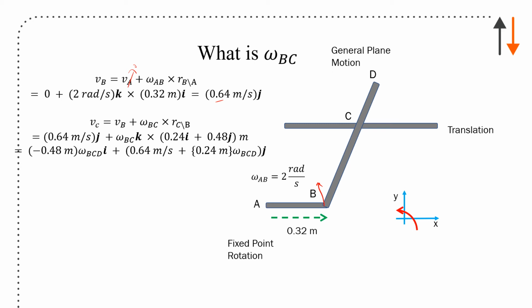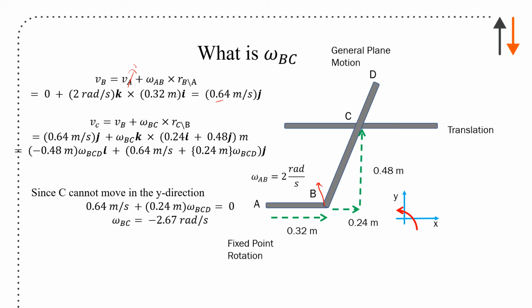Makes sense. And it's upwards. For velocity of C, it's equal to velocity of B plus omega BC cross with r of C with respect to B. Distances are given. Velocity of B is 0.64 j. The position vector is 0.24, 0.48. So substituting in terms, now I have two expressions for i and j. Solving through, I find omega BC is minus 2.67 rads per second.